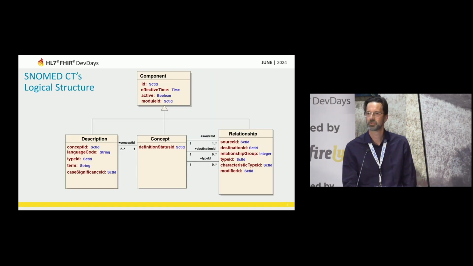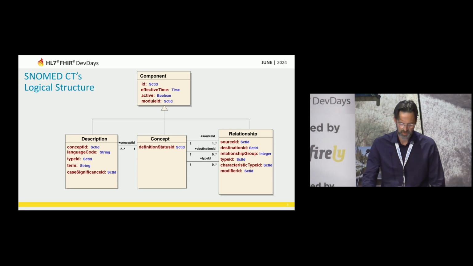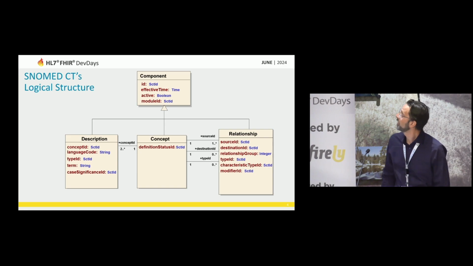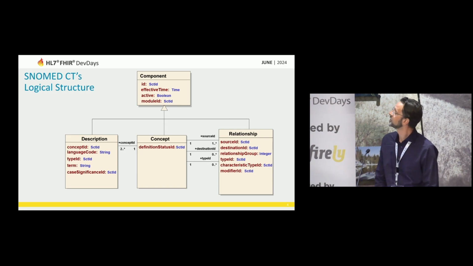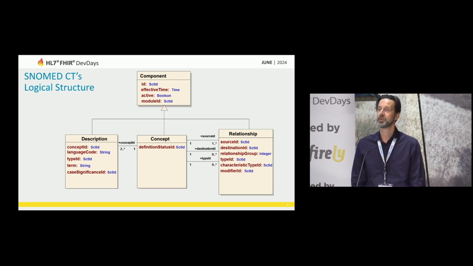Right, let's have a look at the structure of SNOMED. Us developers love a good class diagram. Everything in SNOMED is a type of component. All components have an identifier, an effective time, which shows when they last changed, a module ID that shows who's responsible for them, and an active flag. Nothing that's been published in SNOMED is ever deleted, it's just marked as inactive.